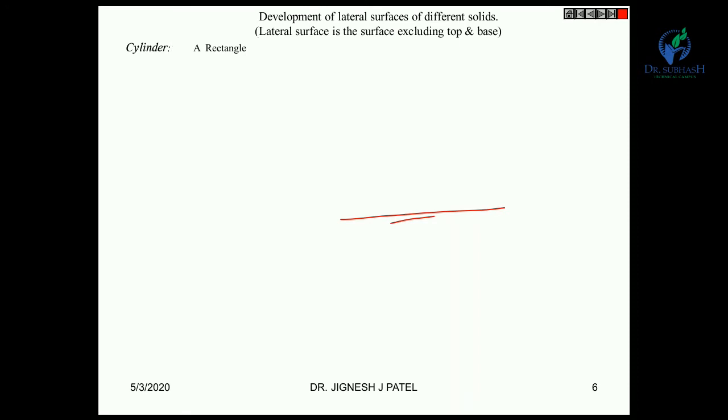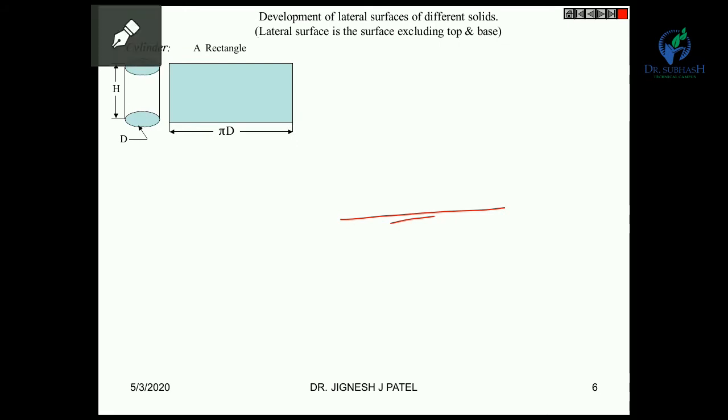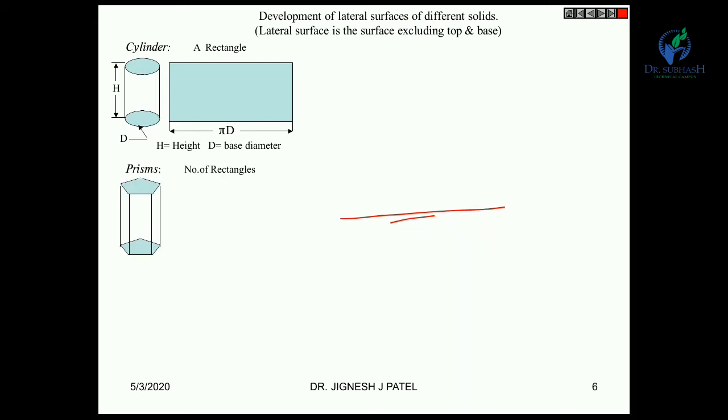First, the cylinder. Development of a cylinder is based on the parallel line development method. Here you can see a cylinder whose height is h and base diameter is d. Its development is a rectangle. The length of this rectangle is equal to pi d, where d is the base diameter.